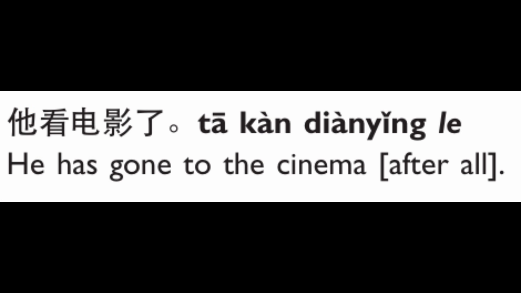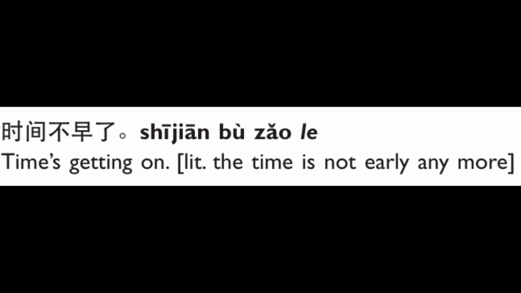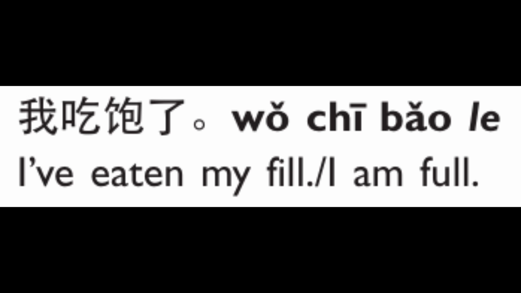So is that an important distinction to make? Well, sometimes it is important, sometimes it's not important, and sometimes you have absolutely no choice. 他看电影了 means he has gone to see the movie, but the implication from le is that something has changed, so maybe he hated going to the movies before. Now in this one, 时间不早了, or it's getting late, you absolutely have to use le because it was early before, but it's not early now. And in this one, 我吃饱了, you absolutely must use le because you were not full before, but now you are full.